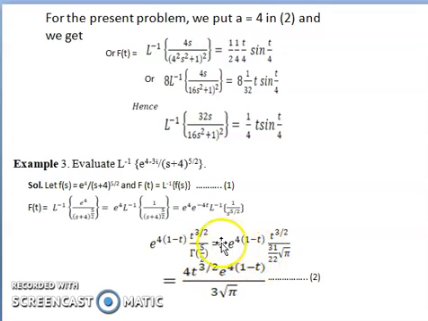After simplification of this part and reducing the gamma value of 5 by 2, it becomes e to the power 4 of (1 minus t) as it is, t to the power 3 by 2 as it is, and gamma 5 by 2 becomes 3 by 2, 1 by 2, and root pi. So finally we get 4 t to the power 3 by 2 e to the power 4 of (1 minus t) upon 3 root pi.